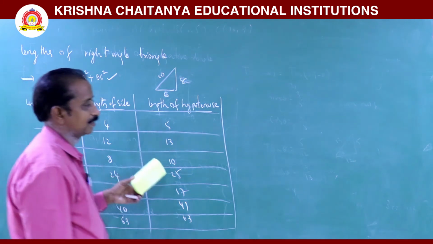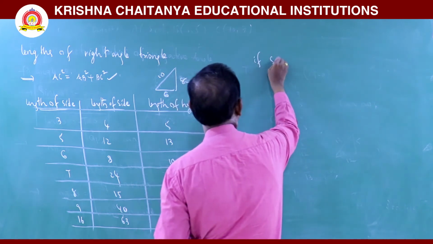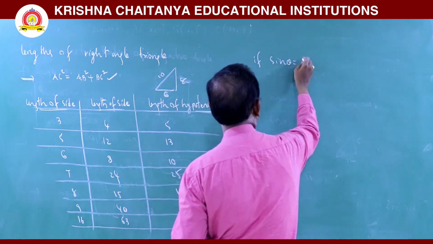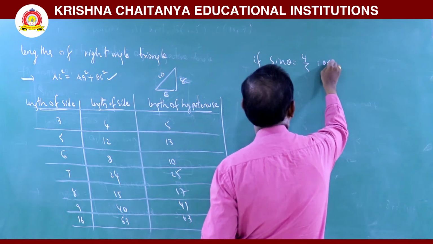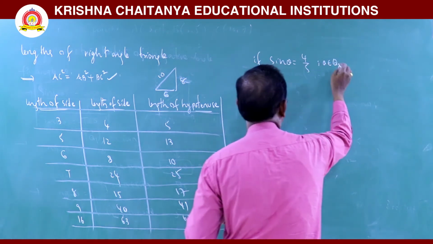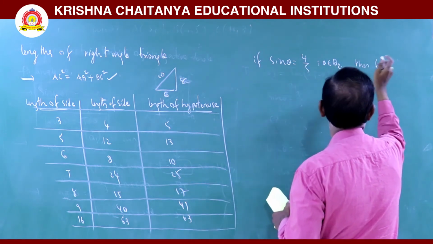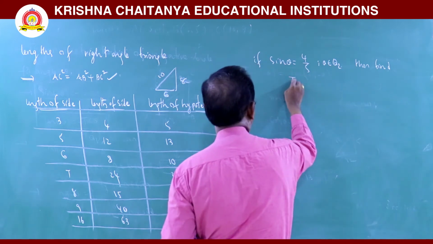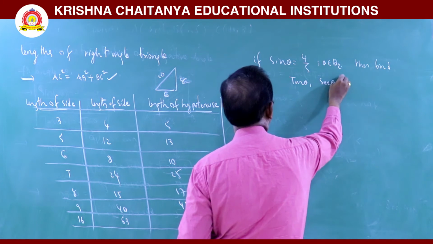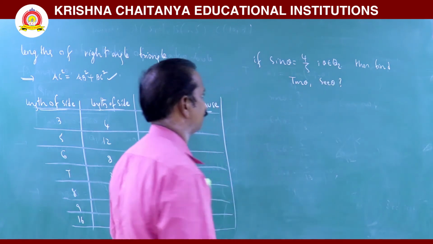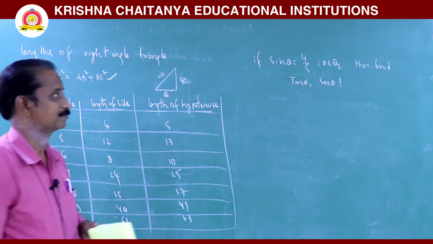So, I can consider one example. If sin theta is equal to 4 by 5 and theta belongs to the second quadrant, then find tan theta and secant theta. For example, the problem is given like that. How to solve that question?